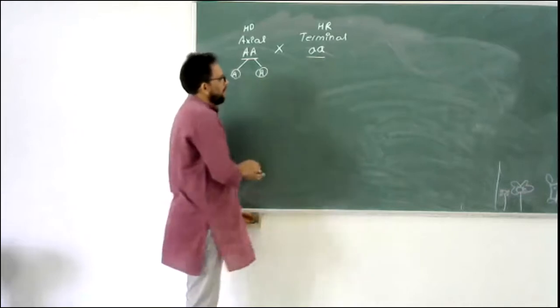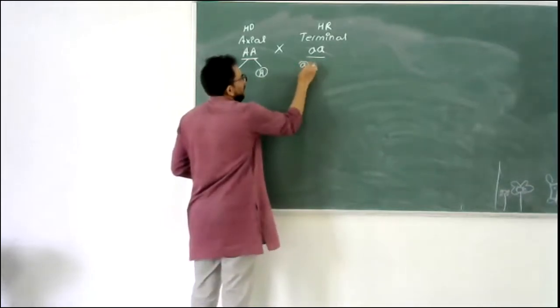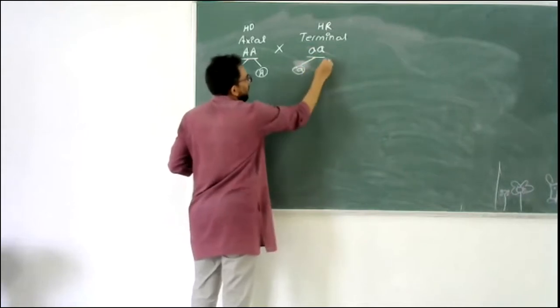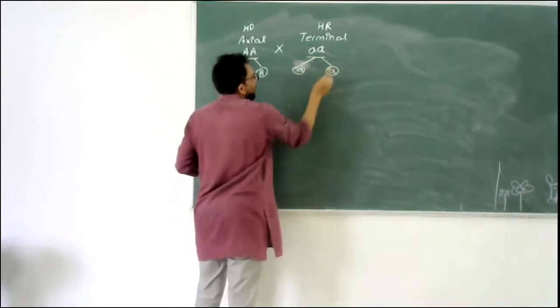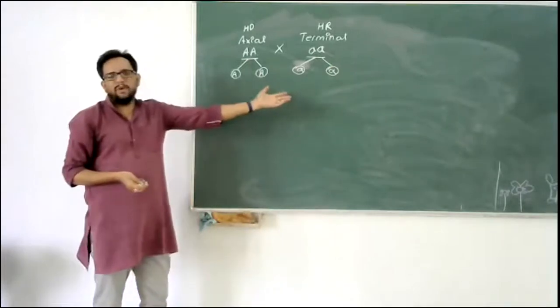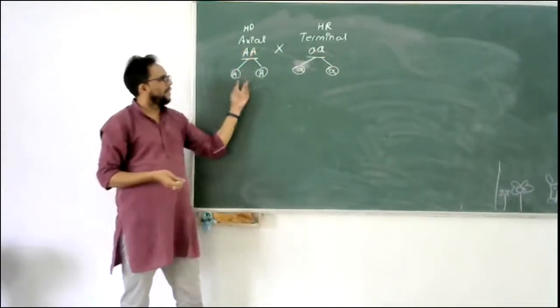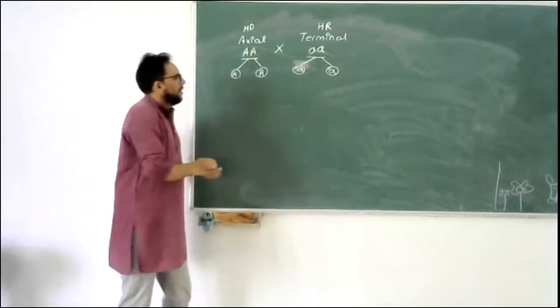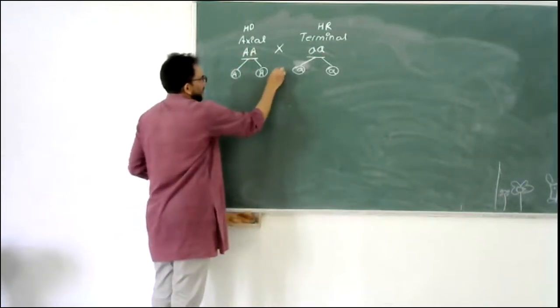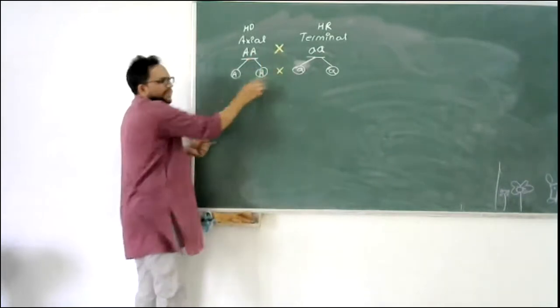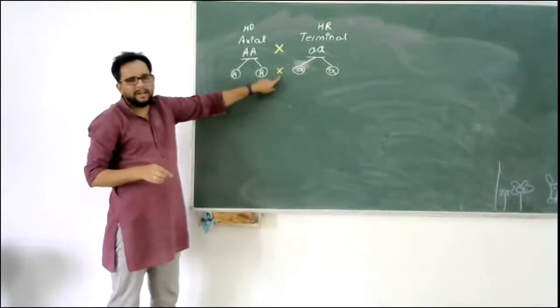Same goes here. It will produce small a in one of the gametes, and in the other gamete it will again produce small a, because it is homozygous. So the same gametes. Now these are crossed, right? That means this is the same as this crossing. I'm just writing a symbol.